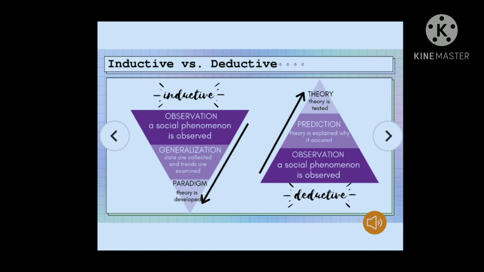Meanwhile, deductive reasoning is represented by a pyramid. It begins with an observation wherein a social phenomenon is observed, followed by a prediction wherein the theory explains why it occurred, then the theory is tested. With this, we can see the deductive reasoning has a strong basis, unlike an inductive one.